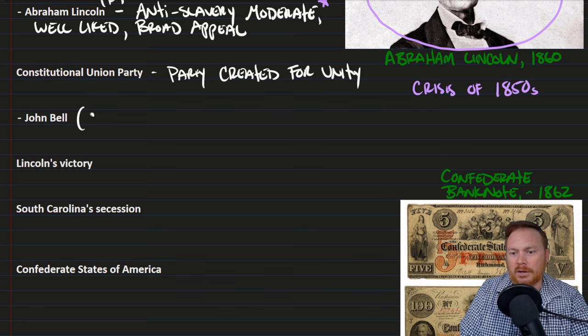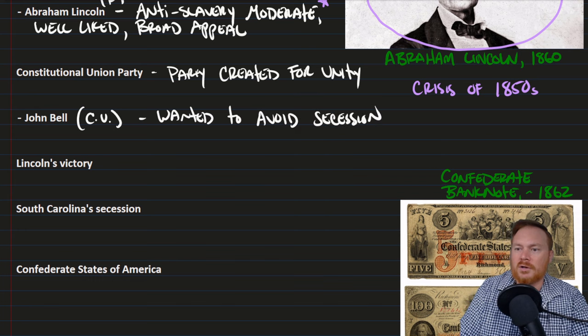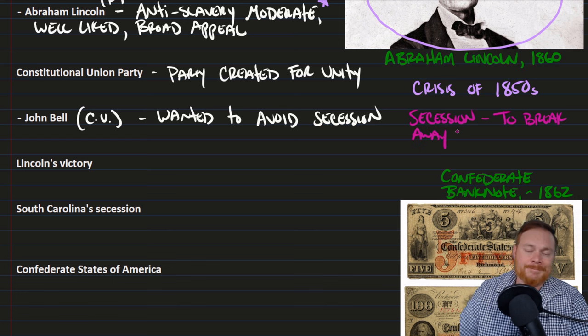So, they run John Bell, right? He's Constitutional Union, and we'll just say he wanted to avoid secession. And if you're unfamiliar, secession is a good term to identify. Secession, or to secede, essentially means to break away. Right? So when a state secedes or a territory secedes, it means that they are breaking away from the rest of the country.